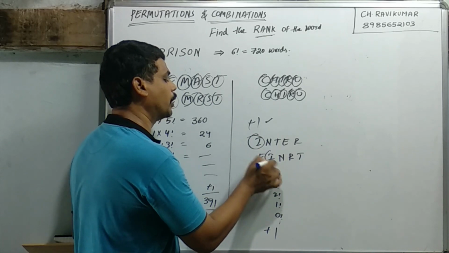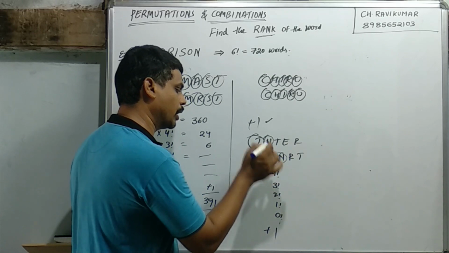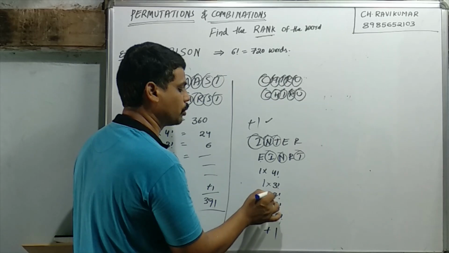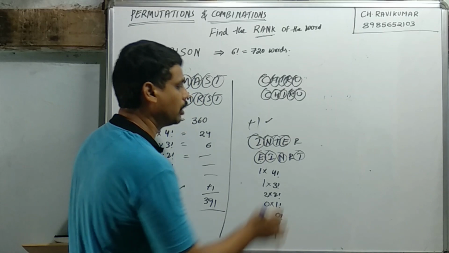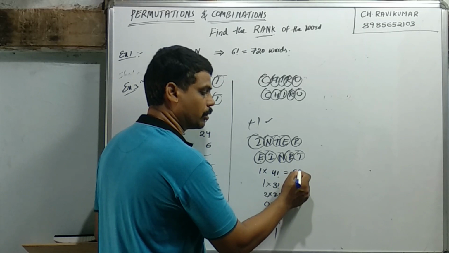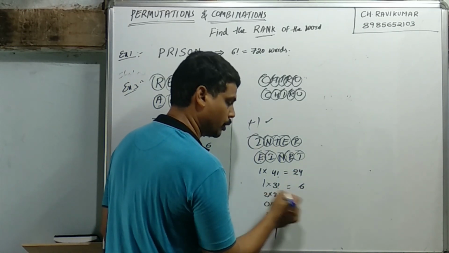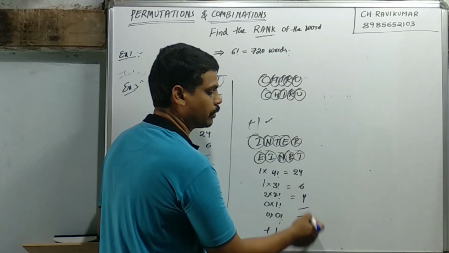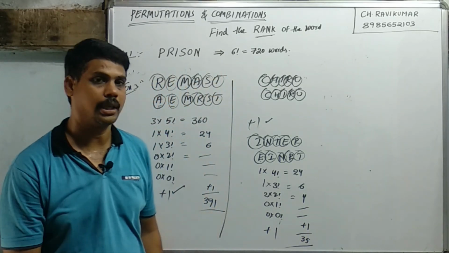So before I, only 1 letter is there, so 1 into 4 factorial. Before N, only 1 is there, so 1 into 3 factorial. Before T, there are 2 letters, so 2 into 2 factorial. Before E, nothing will be there, so 0, and before R also nothing will be there, so you have to take them like this. So 4 factorial is 24, 3 factorial is 6, 2 into 2 factorial is 4, and the rest are nothing, so 1: 24, 30, 34, plus 1, 35. So the rank of INTER is 35.